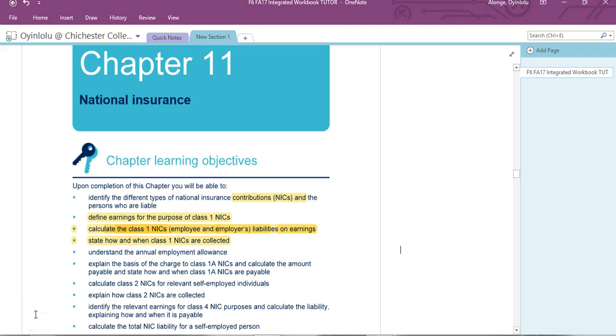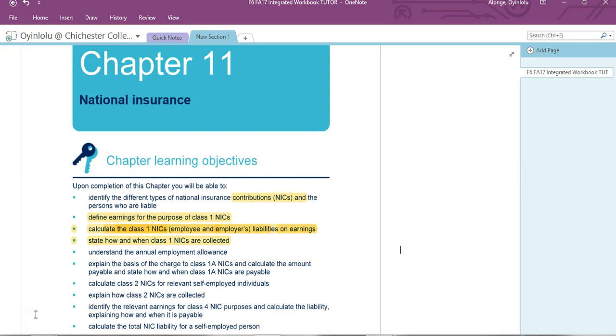Hi guys. So I'm going to go through chapter 11. From now on, I'm going to start giving you these workbook sheets. I think I'll send you the e-copy anyway, but I'll print them off for you too, so you can print them off yourself if you want. Great. Chapter 11, national insurance.